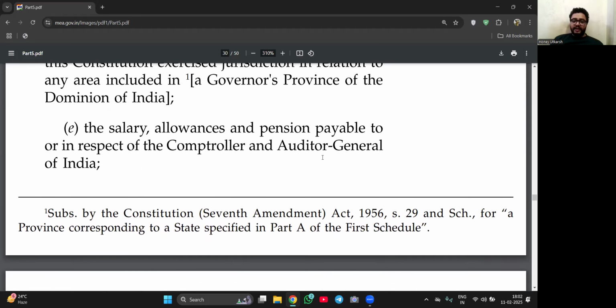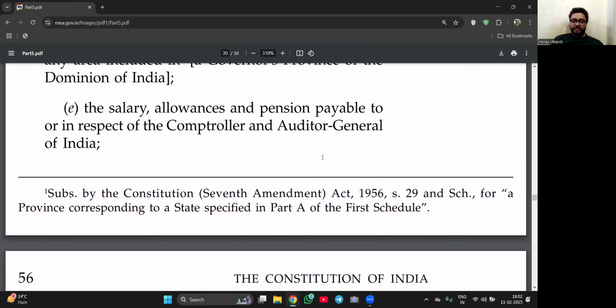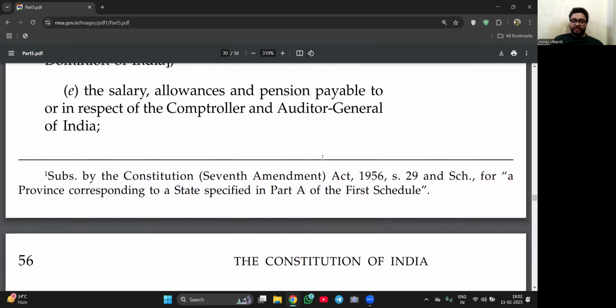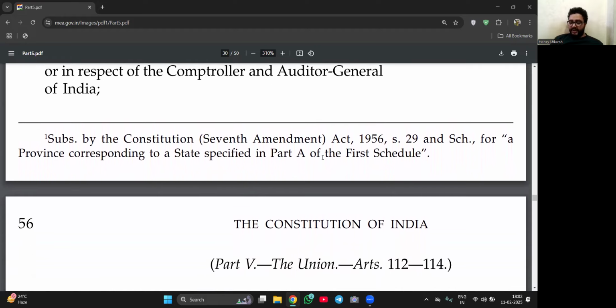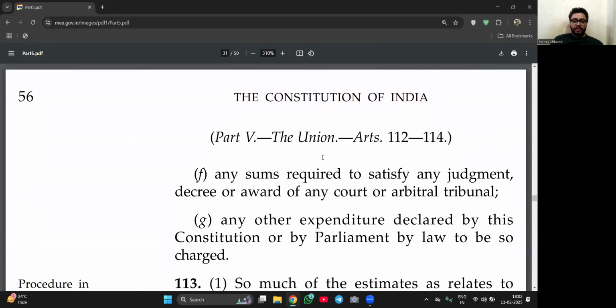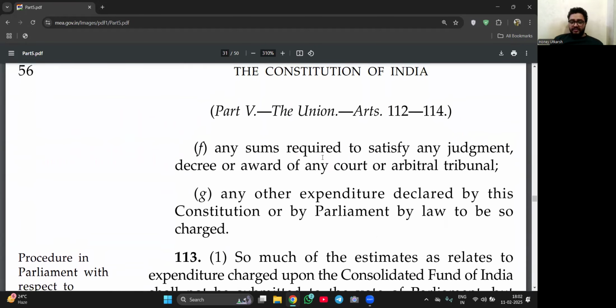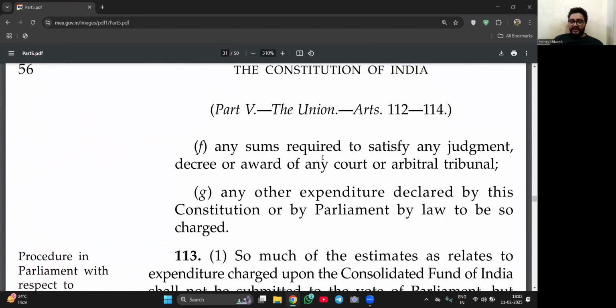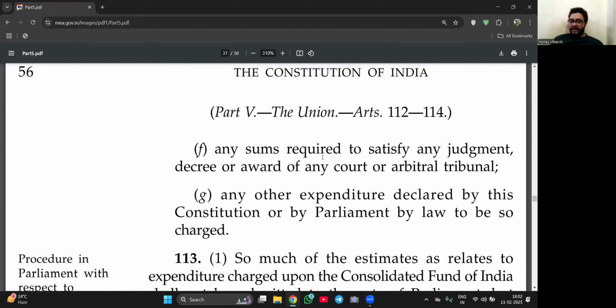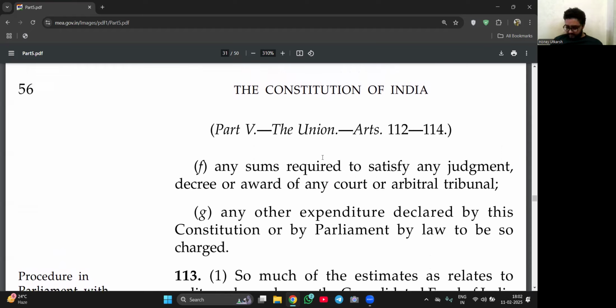E. The salary, allowances, and pensions payable to or in respect of the Comptroller and Auditor General of India. F. Any sums required to satisfy any judgment, decree, or award of any court or arbitral tribunal. G. Any other expenditure declared by this Constitution or by Parliament by law to be so charged.